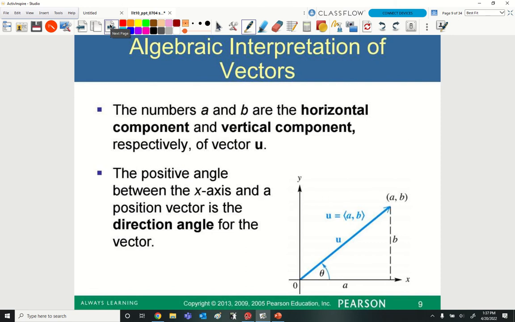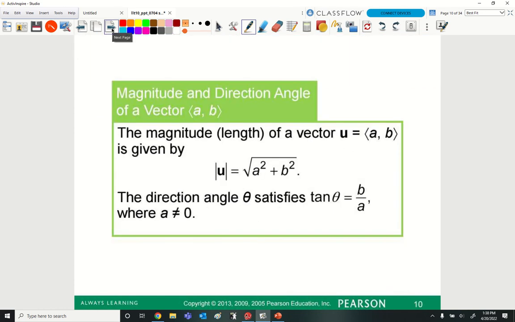So a is going to be my x value. b is going to be my y value. So the horizontal and vertical components of vector u, position, angle between the x and the positive vector, directional angle. So in basic English, you're going to get an angle that goes along with that vector. Magnitude, the length of a vector u in my vector of <a, b>, is given by this. This is how we solve it.